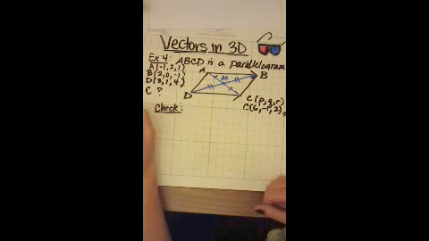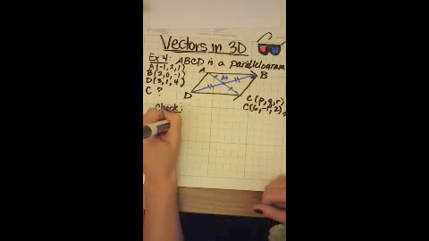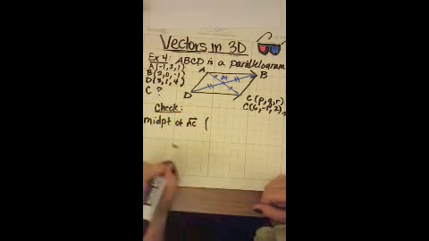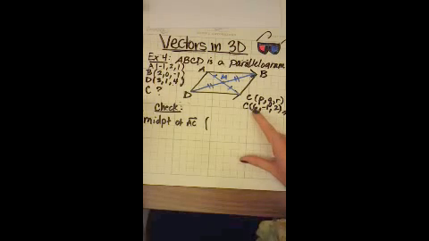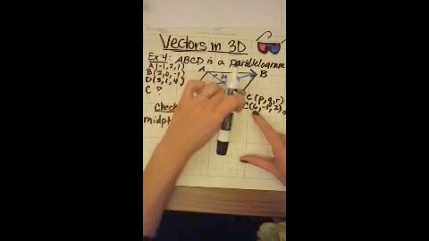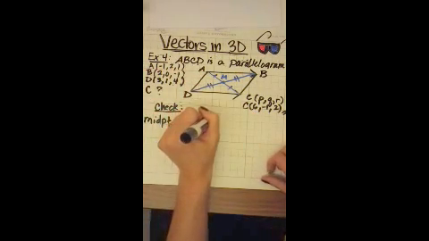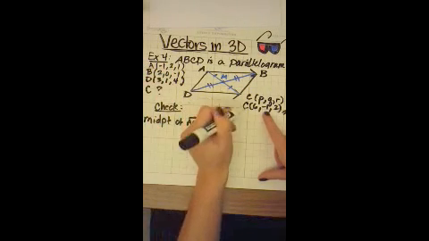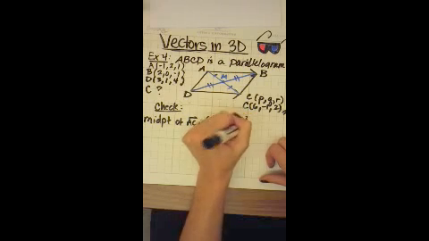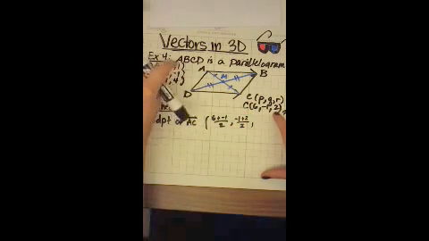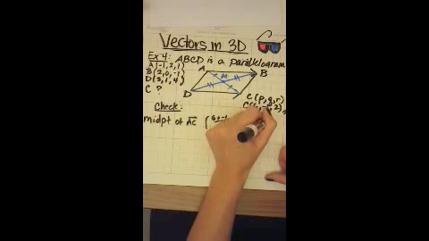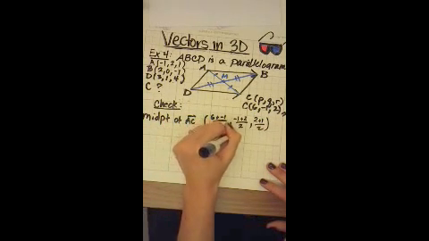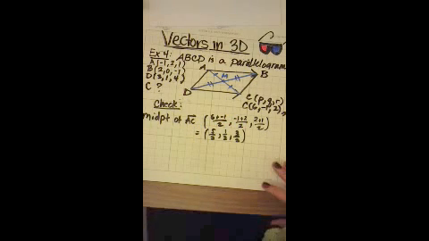Okay, so the midpoint of AC, I'm going to use the midpoint formula. So I'm going to take the average of the x coordinates of points A and C, so 6 plus -1 divided by 2. Same for the y's, -1 plus 2 divided by 2. And the z's, 2 plus 1 divided by 2. And I'm going to get 5/2, 1/2, and 3/2 as a coordinate for my midpoint.